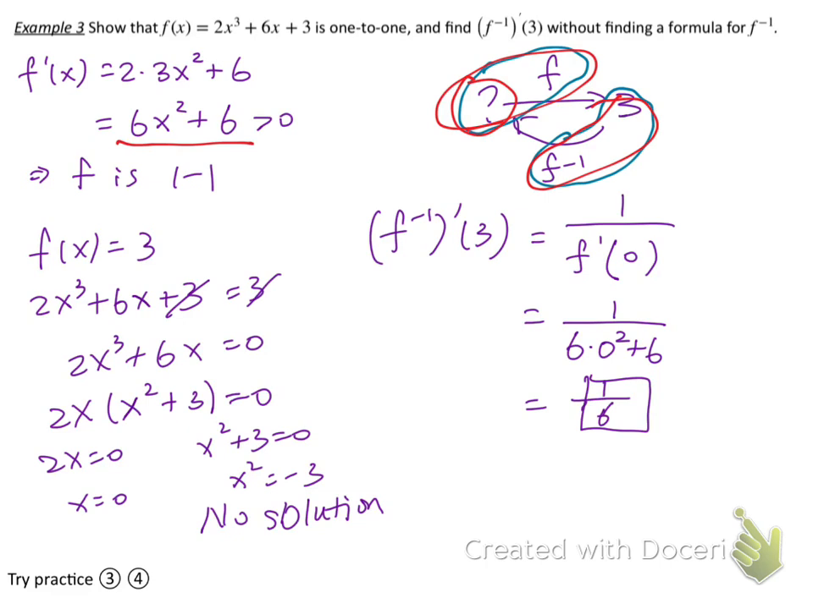Finally, use the theorem. The derivative of an inverse function equals the reciprocal of the derivative of the original function at the corresponding point. Then you can just use the function f, because you have the formula, with the counterpart, which is the preimage of the number. And don't forget to take the reciprocal, flip it. Okay, now you can try practice number 3 and number 4.